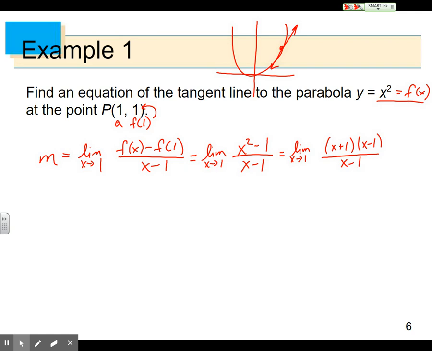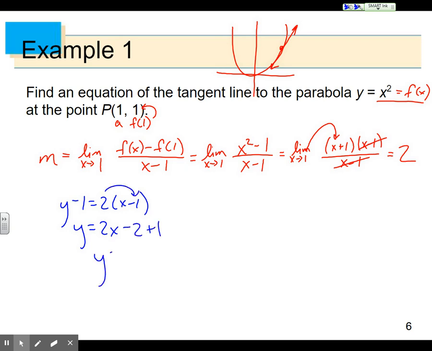Okay. And so that's going to make it so my x minus 1's cancel. I have a well-behaved function I can plug into. And so the slope of my tangent line is going to be 2. I've got a slope, I've got a point, I've got point slope form. So y equals, distribute the 2, add the 1.